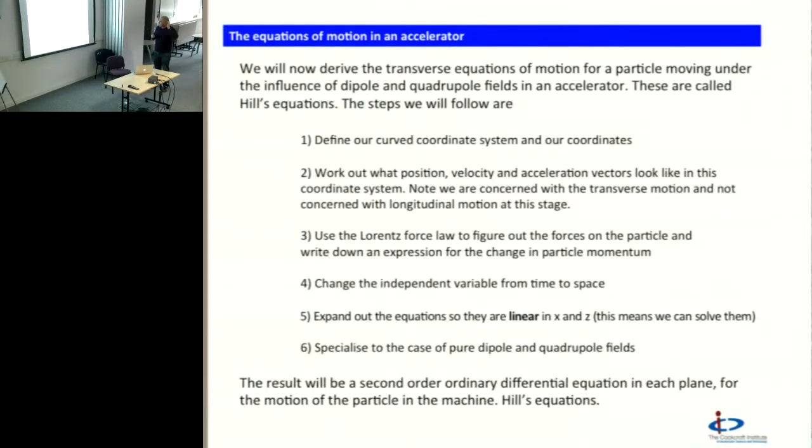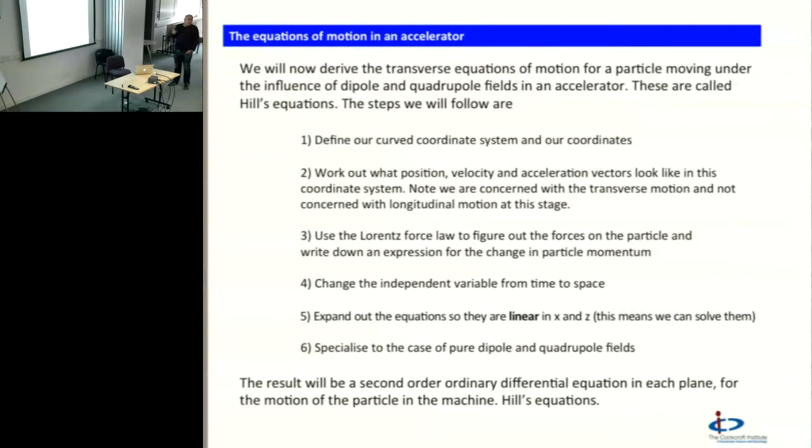But the steps we're going to follow are the following. We'll define a coordinate system, a curved coordinate system, and our coordinates really carefully. We'll then work out what position, velocity, and acceleration vectors look like in this coordinate system. So basically that's a bunch of d by dt's of unit vectors in polar coordinates, which you should have done at university. Note we're concerned with transverse motion, and essentially I'll drop longitudinal motion and come back to that later and handle it in a different way. We'll then use the Lorentz force law to figure out the forces on a particle, and write down an expression for the change in momentum because of this external force.